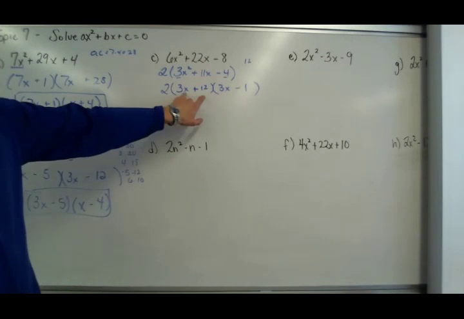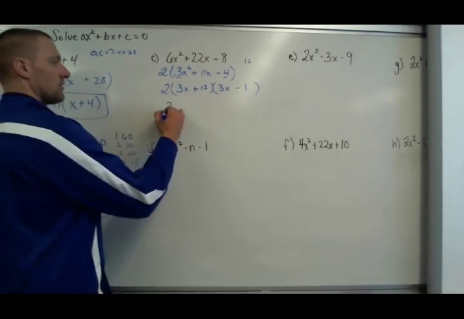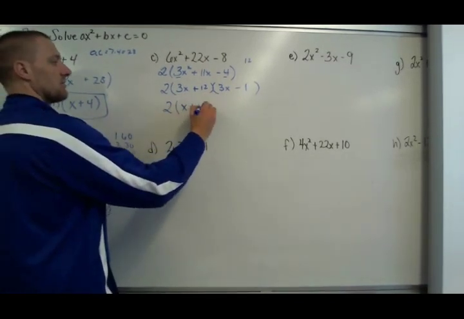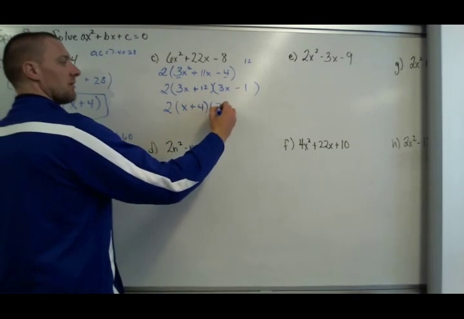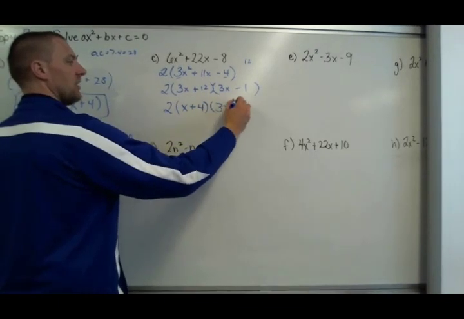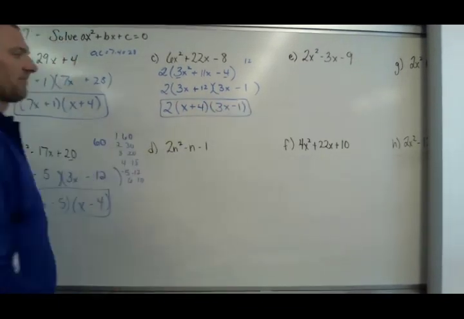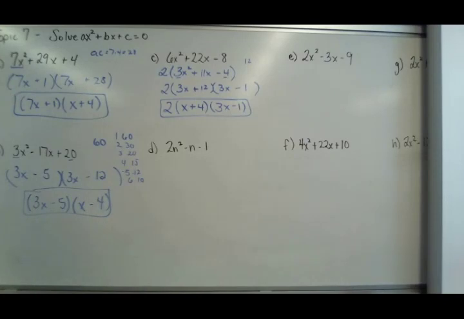Now looking here, these have a common factor of 3, so I'm going to divide that 3 out. That gives me x plus 4. Here, these have no common factor, so I got 3x minus 1. And now I'm back to my final answer. And there you go. Okay, final one together.